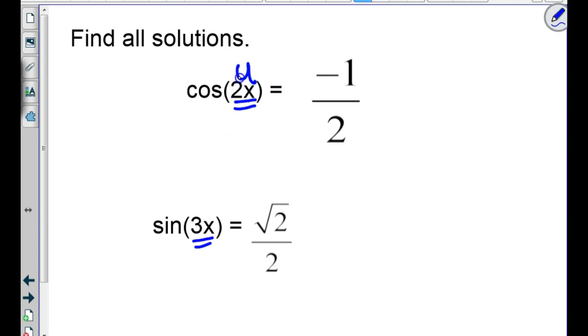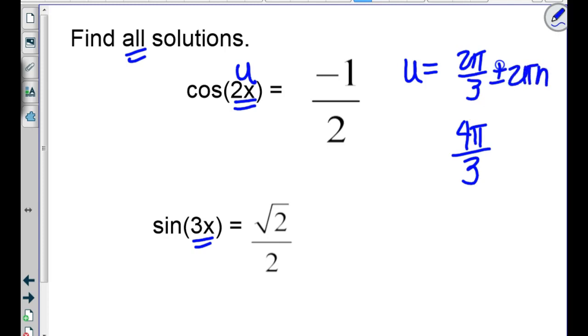So then you say, where is the cosine negative 1/2? Anybody? It says all, by the way. Cosine is negative 1/2. 2 pi over 3 and 4 pi over 3. Is that right or no, guys? Okay. Plus or minus 2 pi n.